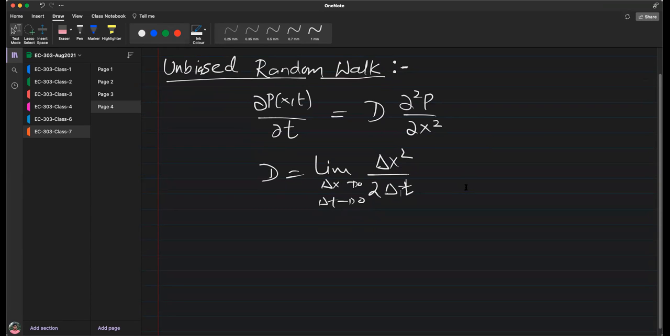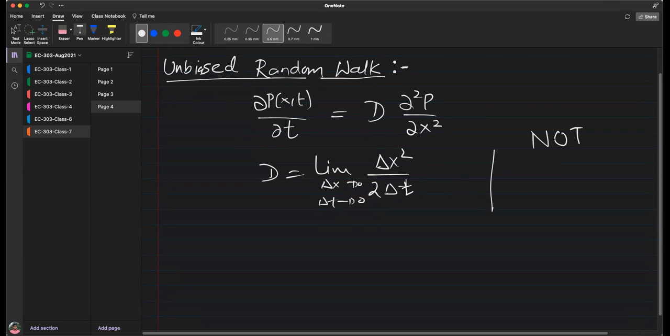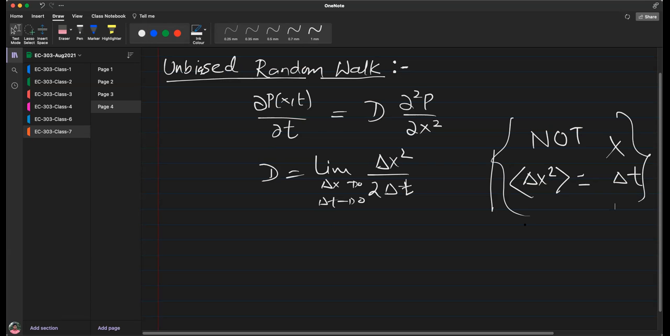I'm not substituting this in the derivation, by the way, because that requires an average here. We're not doing any of it. We are being inspired by this to define this as a constant. Okay, that's the first point.